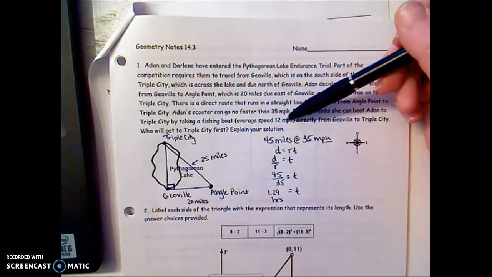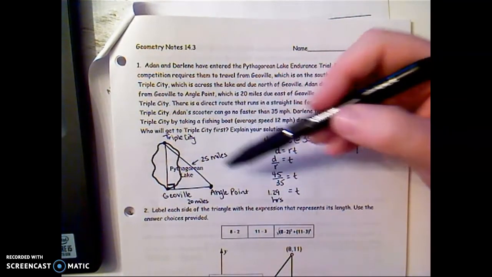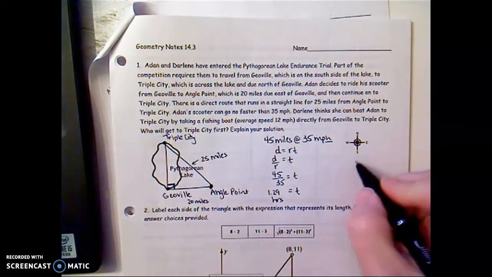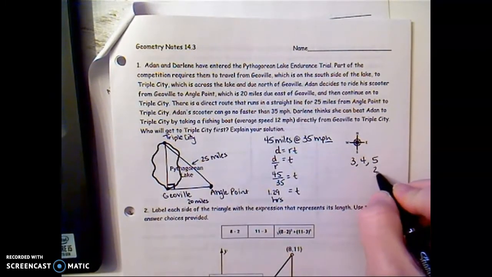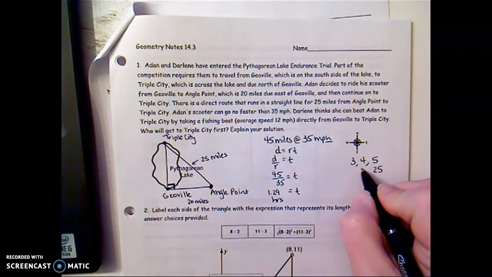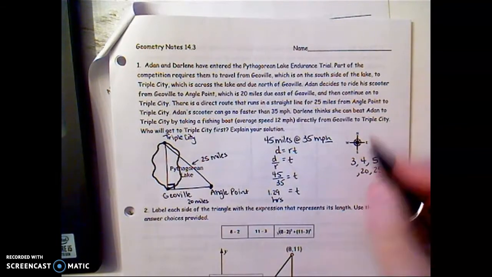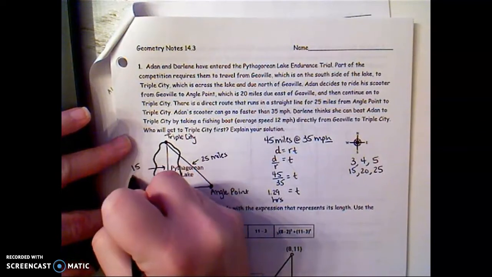Now, Darlene, we know her rate, but we need to find her distance, right? So we need to know that distance across the lake. Again, I've been really focusing on these Pythagorean triples to save you time. And remember, the most famous one is the 3, 4, 5. Well, the hypotenuse of 25 here and this leg of 20, I hope you recognize is an application of that triple. It's all of these multiplied by what number? It's multiplied by 5. 5 times 5 is 25. 4 times 5 is 20. So what's 3 times 5? 15. So that tells me this distance across the lake is 15 miles.